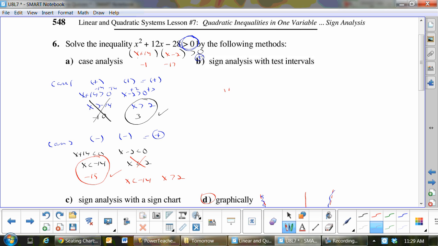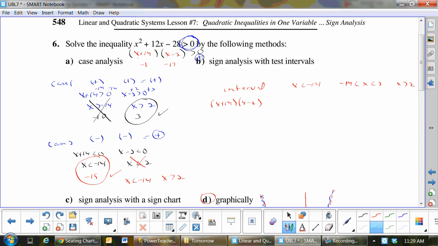Okay, so we start with interval. Interval is when x is less than negative 14, when it's between negative 14 and 2, and when x is greater than 2. You see how I've covered the entire gamut, if you were going from left to right on the number line. Okay, and then we put x plus 14 and x minus 2.